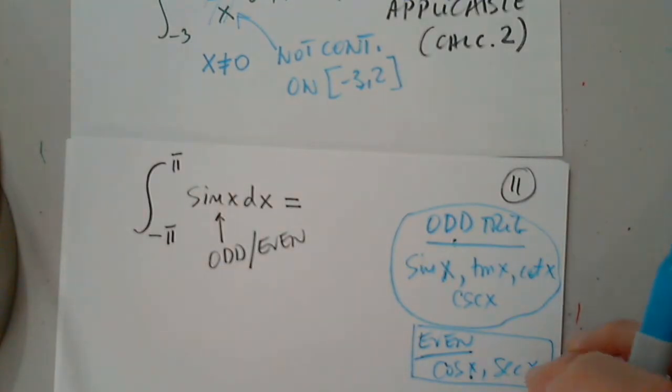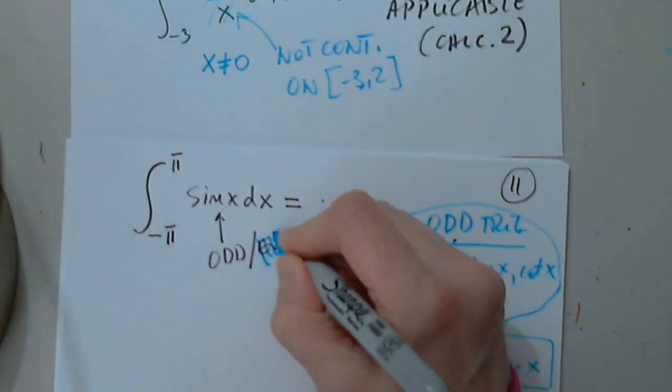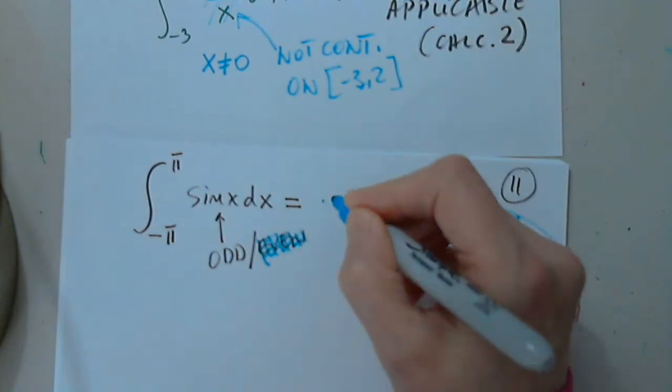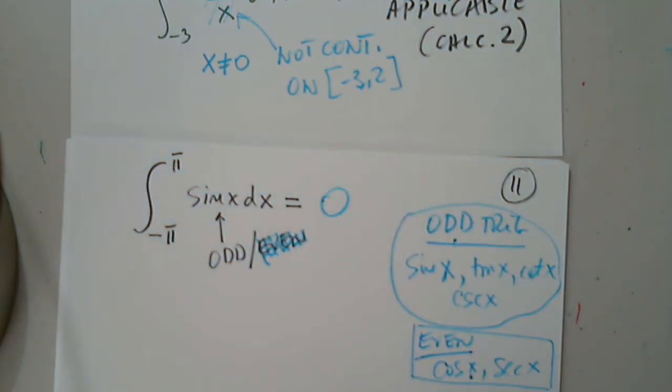And cosine alone. So then what is the answer? 0. The answer is 0. Awesome. Thank you very much.